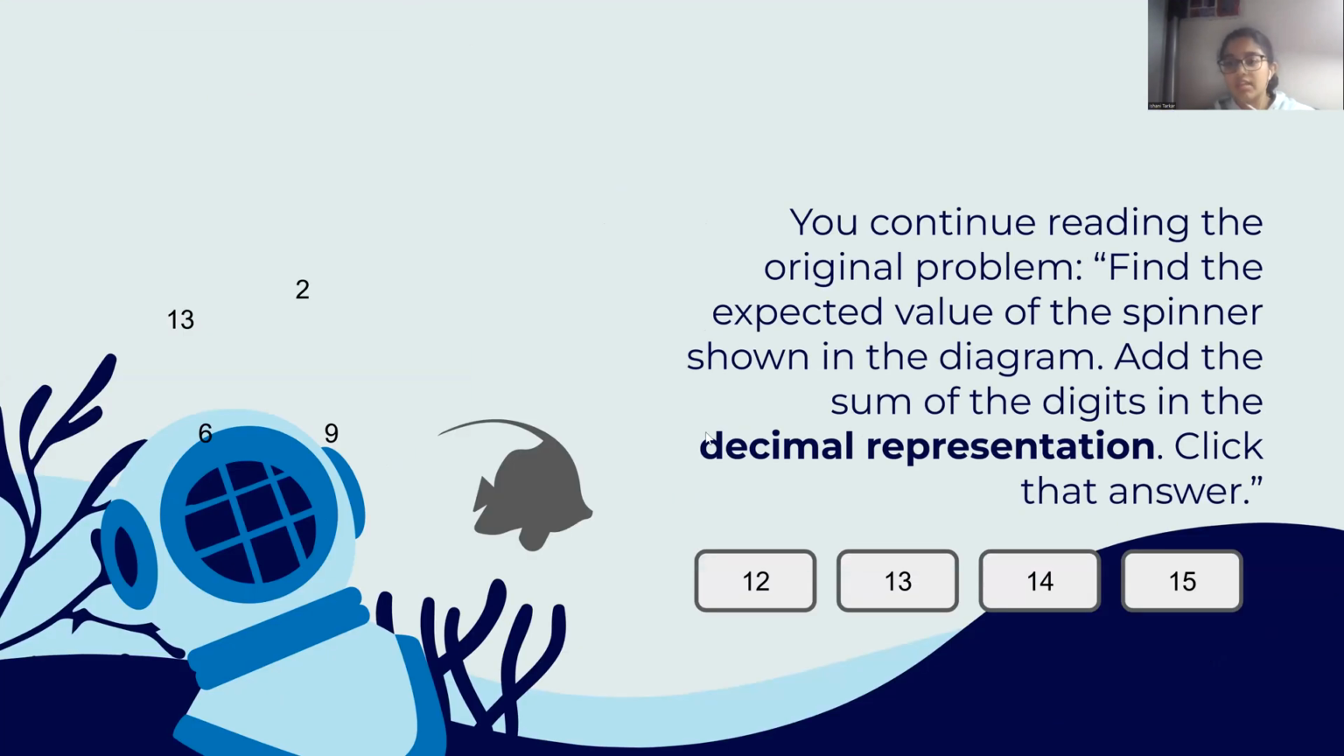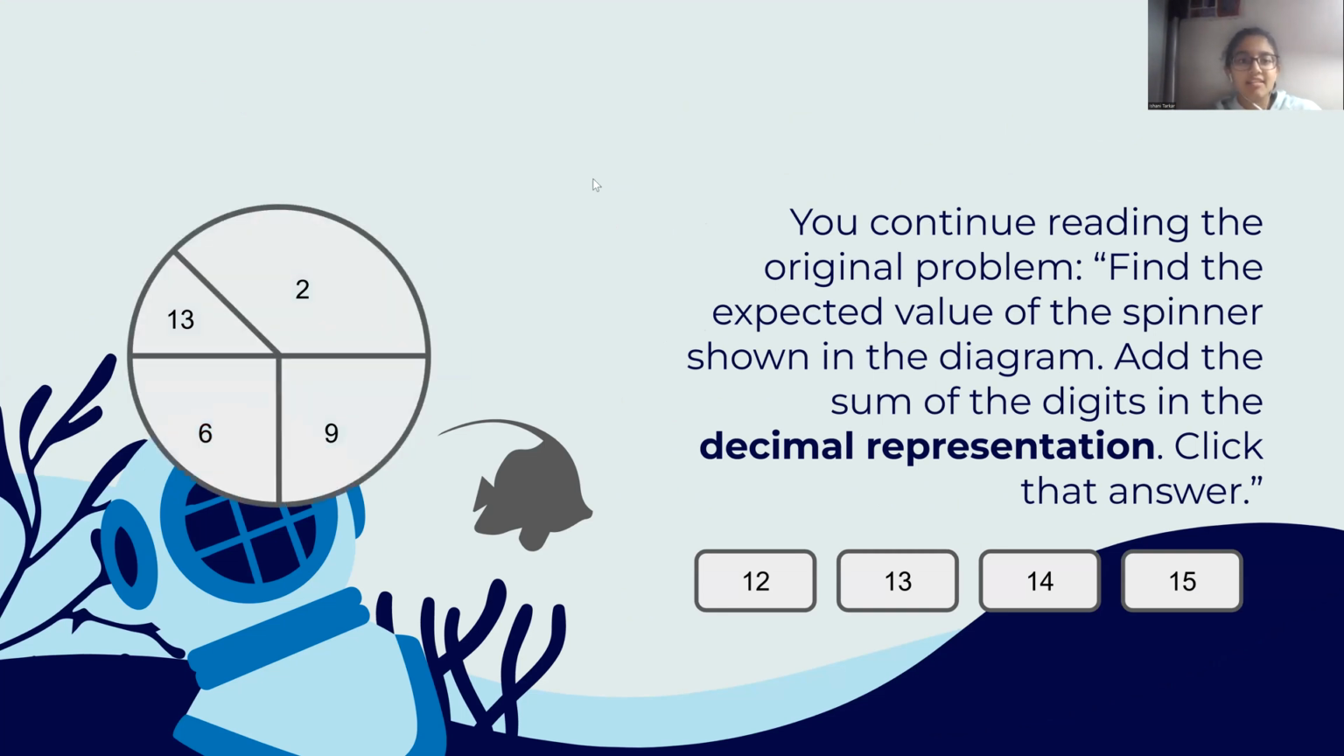So you continue reading the original problem. Find the expected value of the spinner shown in the diagram. Add the sum of the digits in the decimal representation and click that answer. Okay, this diagram. So what is the expected value of one spin of the spinner? And find the sum of the digits in the decimal representation of that. I'll give you all 2 minutes.